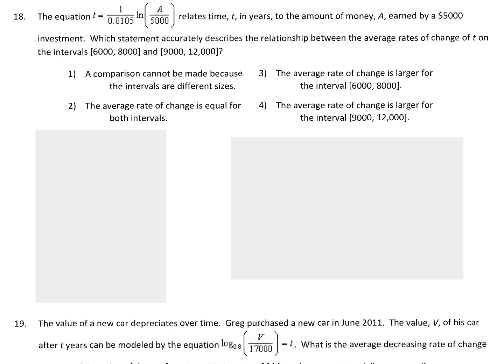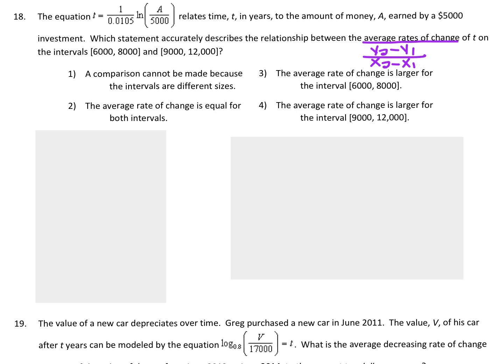Okay, so number 18, they give us an equation here, and they say which statement accurately describes the relationship between the average rates of change of t on these two intervals. Okay, so as soon as we see average rate of change, we know we're going to be using this formula, y2 minus y1 over x2 minus x1.